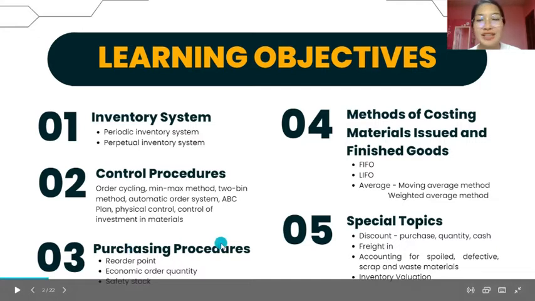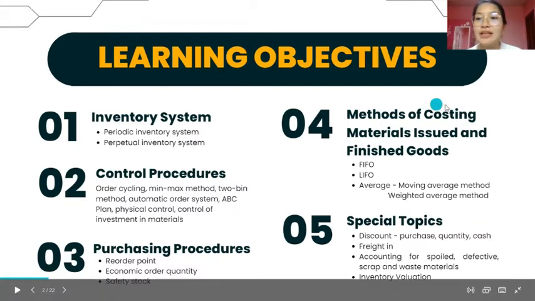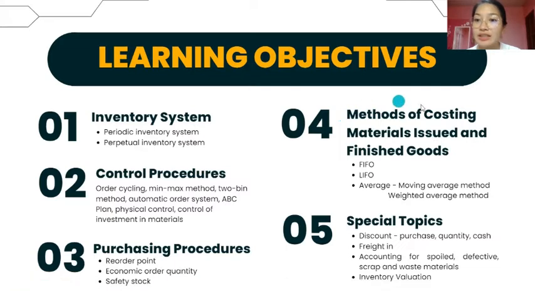So this is actually a new concept. So we have reorder point, EOQ, or the economic order quantity, and the safety stock. So please prepare your calculators for this part. Fourth, we have methods of costing materials issued and finished goods. So this is the main chapter, the star of the show.